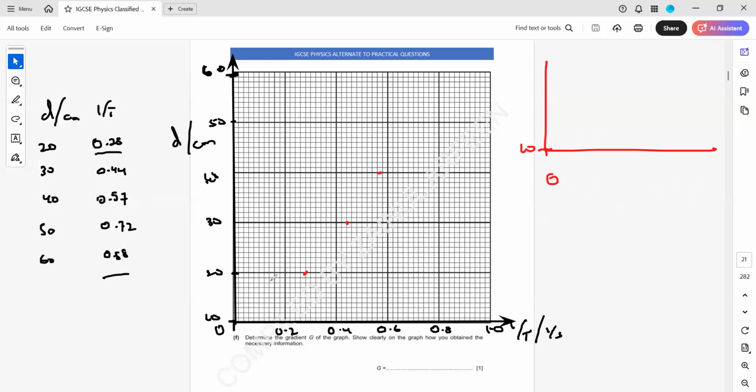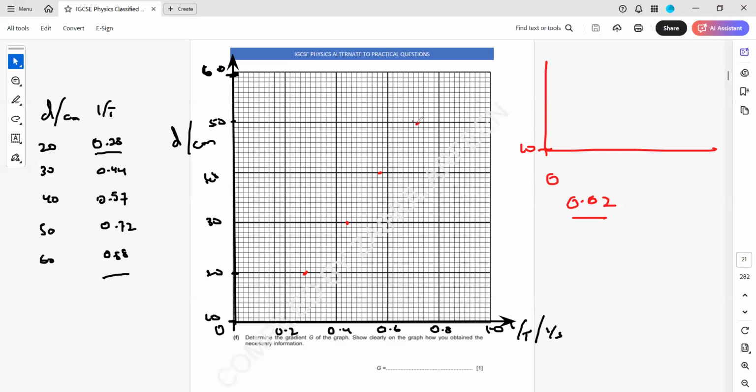10 boxes equals 0.2, so each is 0.02. Okay. And then let's see, the first box after 0.2 is 0.22. The next is 0.24, next is 0.26. Then we have 50 and 0.72. That we did, 50 and 0.72. So 0.7, yes, sir.